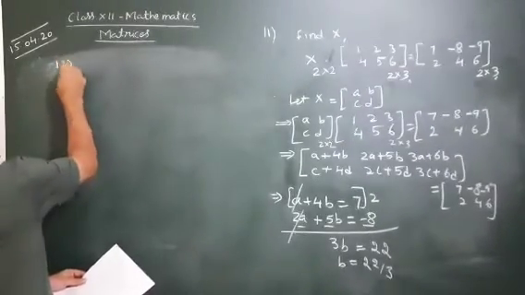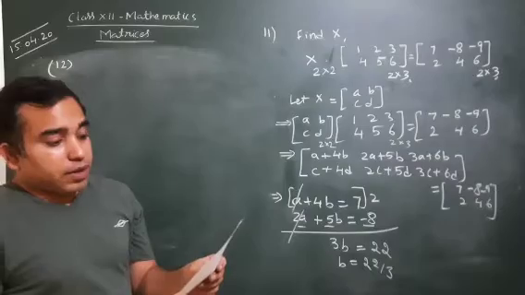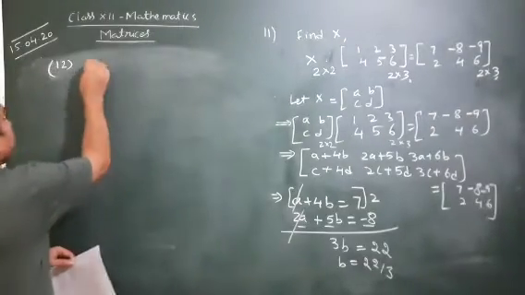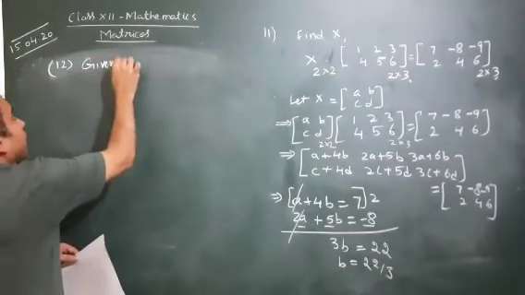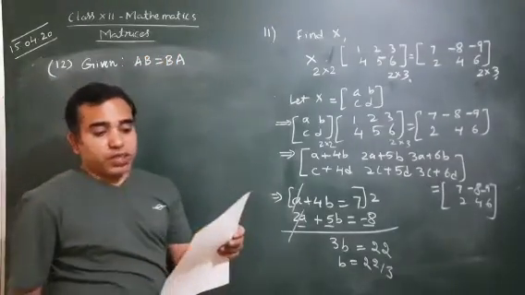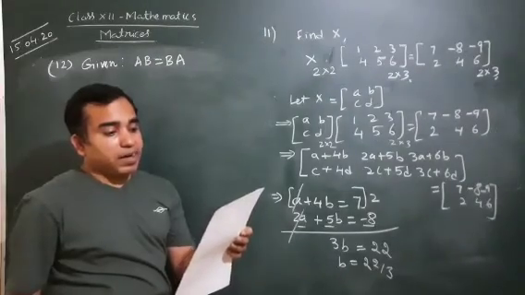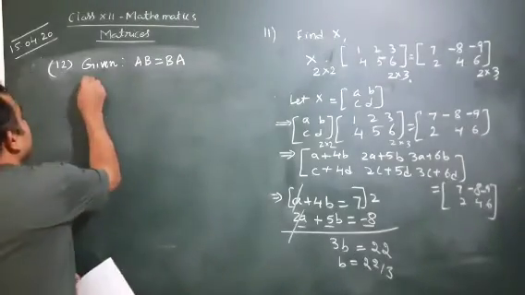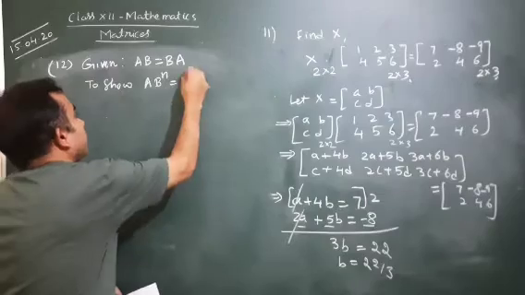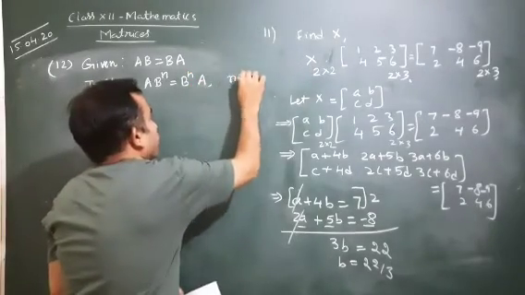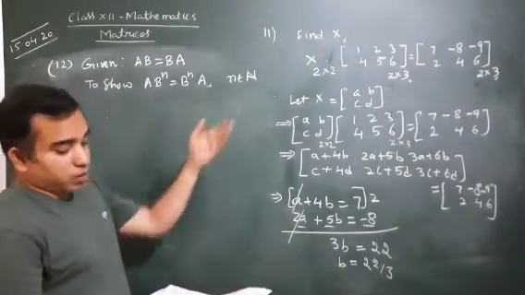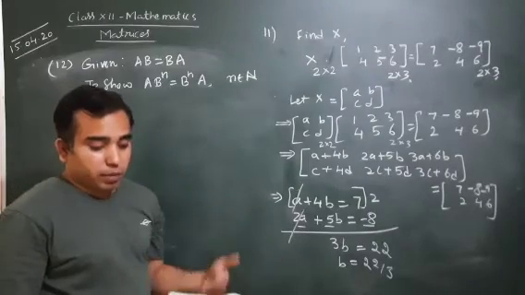Question 12 says that A and B are square matrices of the same order. Let me write the given statement properly. The given is that AB is equal to BA and A and B are square matrices of the same order, then show that A B power n is equal to B power n A. To show A into B to the power n is equal to B to the power n into A is true for all natural numbers. Again, we have to show that it is true for all natural numbers. After that, one more thing they are asking about, that we will discuss later.